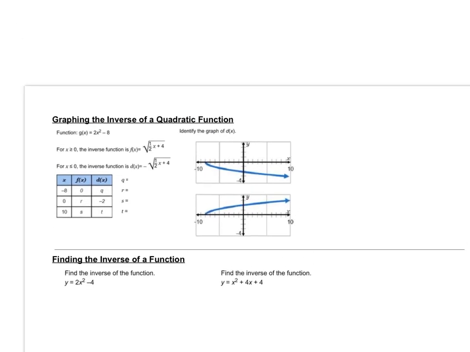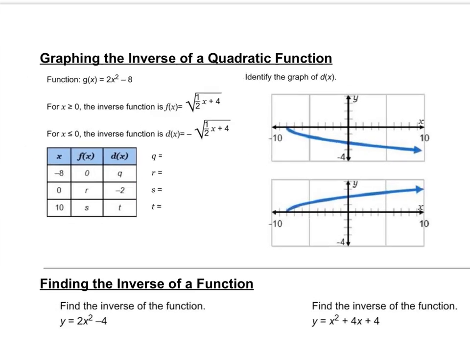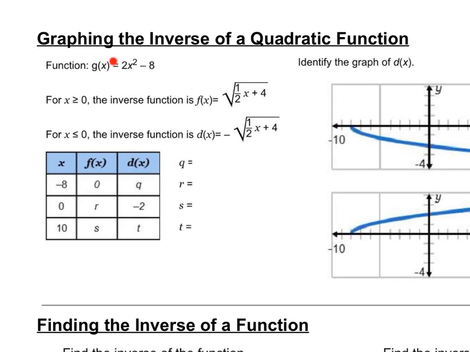On the next part, we want to graph the inverse of a quadratic function. If I have this function here, g of x is equal to 2x squared minus 8, the inverse of that function for when x is greater than 0 is this function here, f of x, the square root of 1/2 x plus 4. And for x less than 0, the inverse is d of x, the negative square root of 1/2 x plus 4. So we want to find these values q, r, s, and t for these x values. So I want to plug these values in.